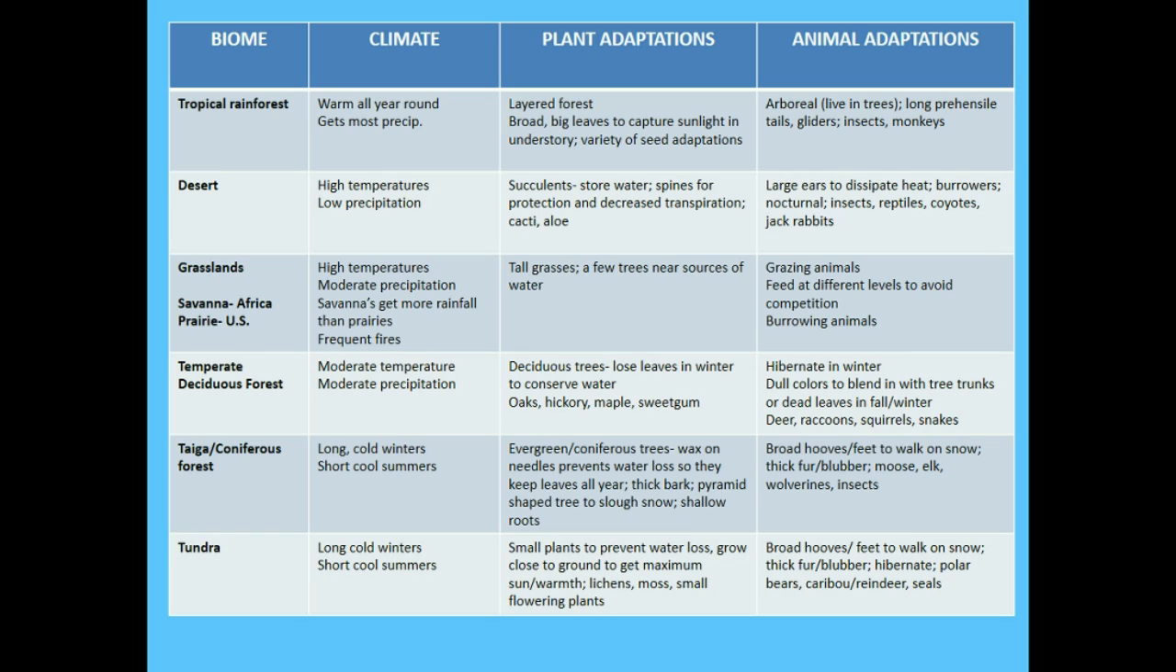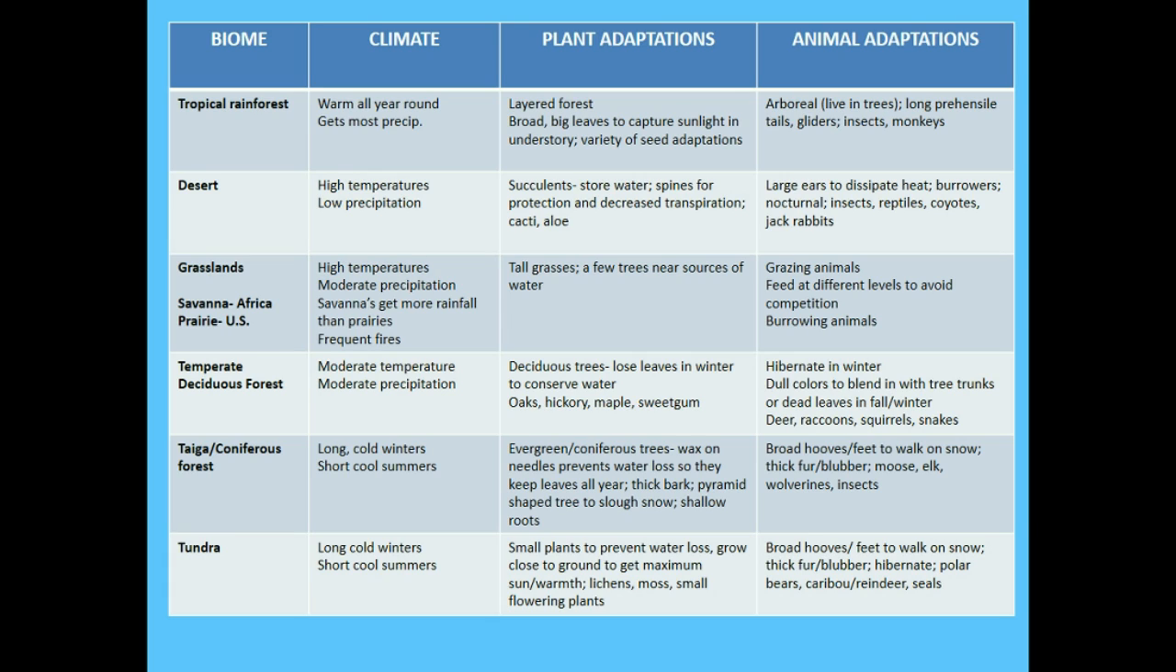The temperate deciduous forest, this is our biome. This is where we live. You have a moderate temperature, you have a moderate precipitation. So you get these trees like your oaks, your hickories, things like that, that will lose their leaves in winter to help conserve water. Because you do get some colder temperatures, some animals will hibernate, and things like that.